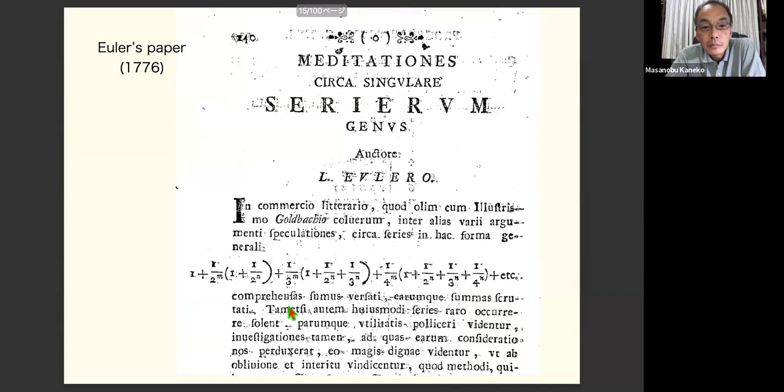And much later, Euler wrote a paper on these double zeta values. This is in Latin, Meditationes circa singulare serierum genus is the title. Yes, he mentioned Goldbach at the beginning.